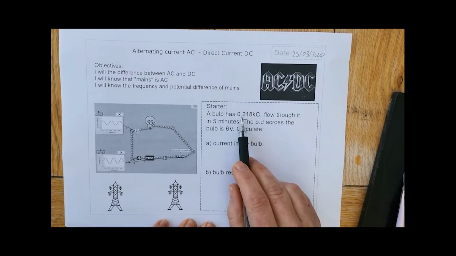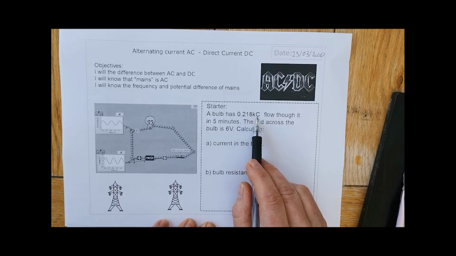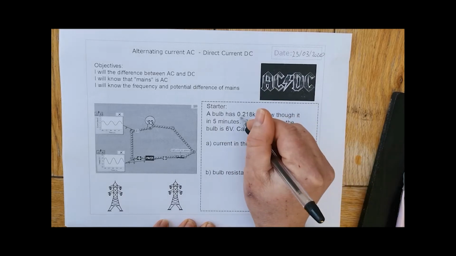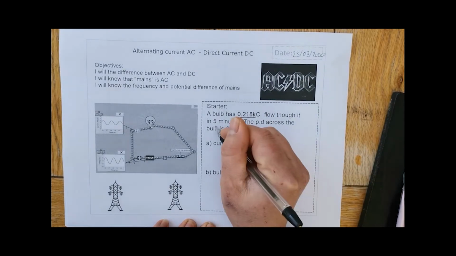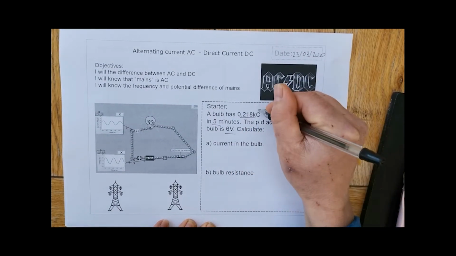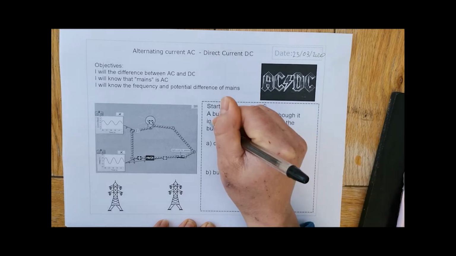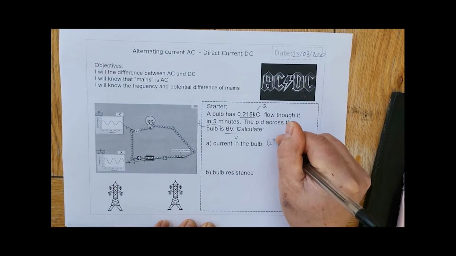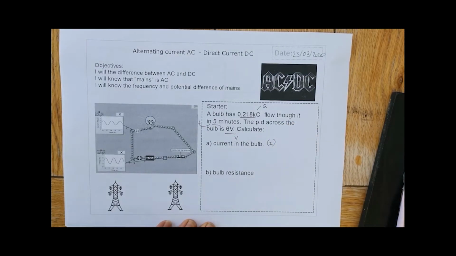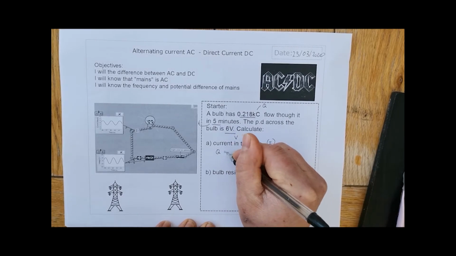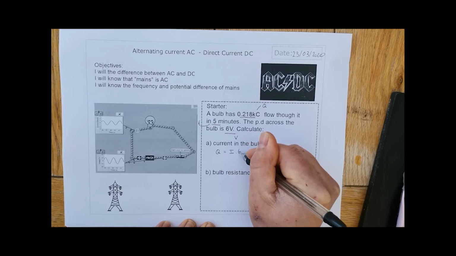Here I've got a bulb has 0.218 kilocoulombs flow through it in 5 minutes. The PD across the bulb is 6 volts. So there we go. There's the charge, time, and voltage. So that's Q, that's T, and that's V, potential difference. And we've been asked here to find the current, which is I. So hopefully you should know that the formula you're going to use here is Q equals IT.